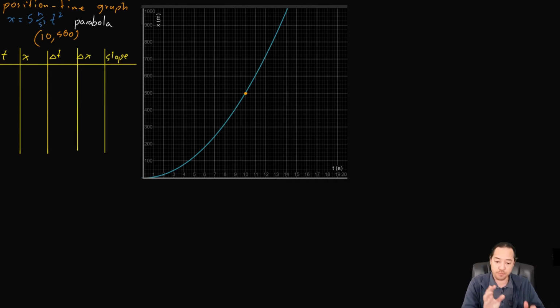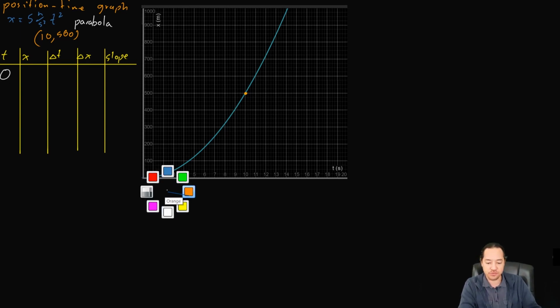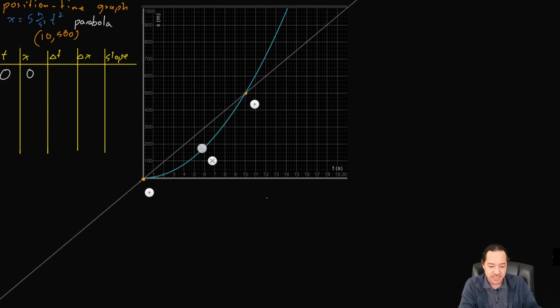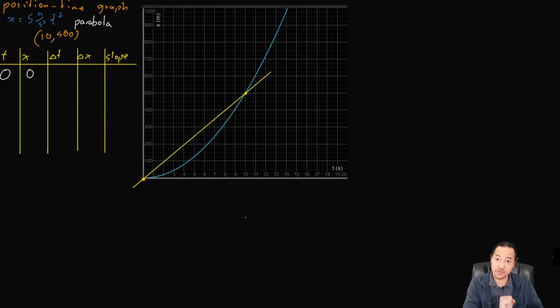Great. We're going to take 2 points on this curve, connect them with a line, and then find the slope of that line. That slope is the same as the average velocity of the rocket ship between those 2 points. Let's start with t equals 0, which is right here: t equals 0, x equals 0. We can plot a line connecting t equals 0 with t equals 10, and it looks something like this. If we compute the slope of this line, we will have computed the average velocity between these 2 points.